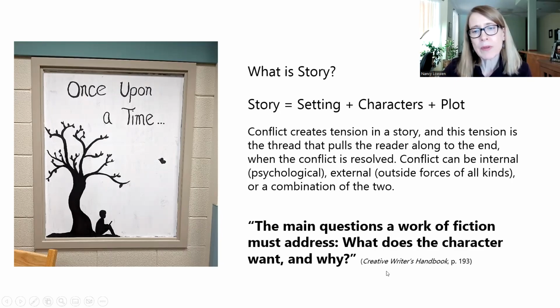So here is a quote from the Creative Writer's Handbook. The main questions a work of fiction must address: what does the character want and why? That is a key point. It's something for you to keep in mind as you are writing. If you do that, then the conflict part will probably fall into place naturally.